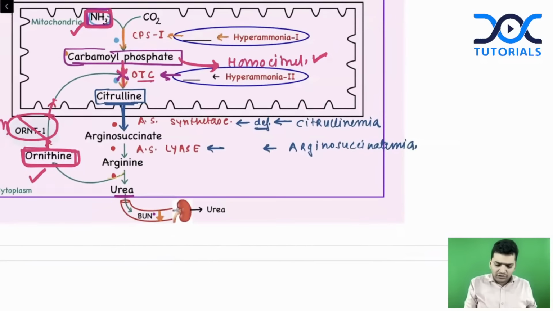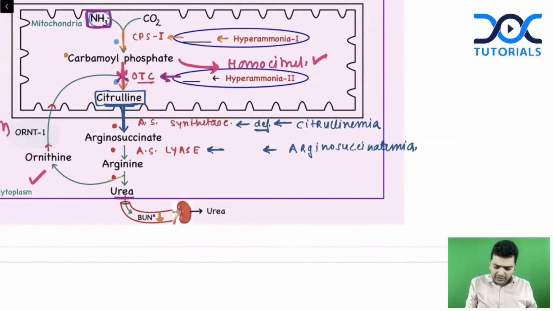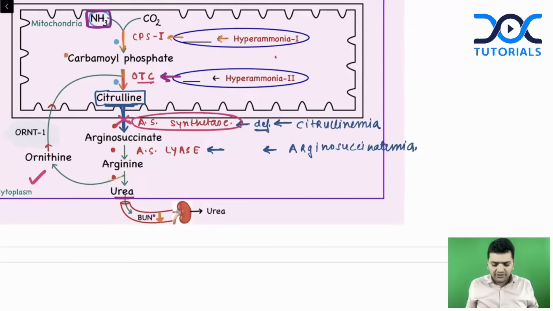Now you answer this question. I am removing the other data for you. Let's remove the other data. For example, if this enzyme, argininosuccinate synthetase, is not there, the citrulline can't convert, right? And the citrulline is going to increase. This disease is called citrullinemia. So if there is more citrulline, it's citrullinemia.